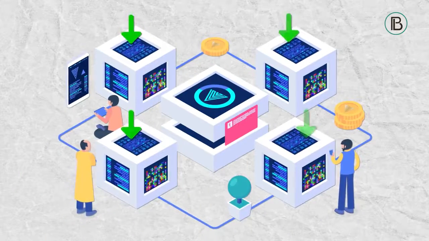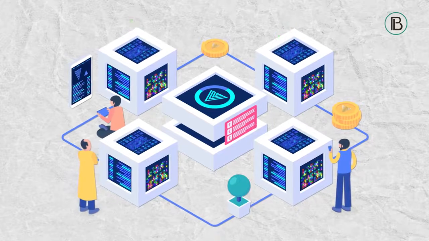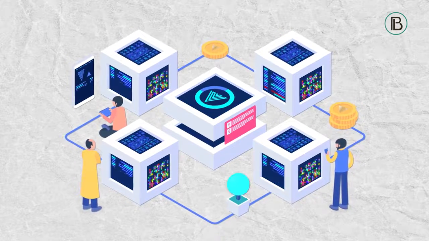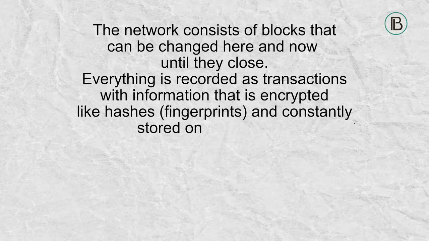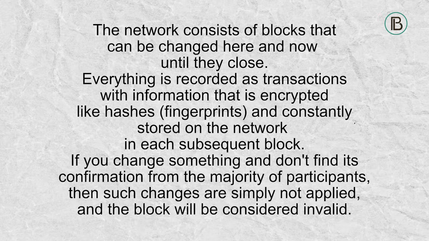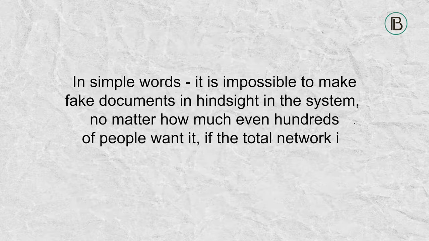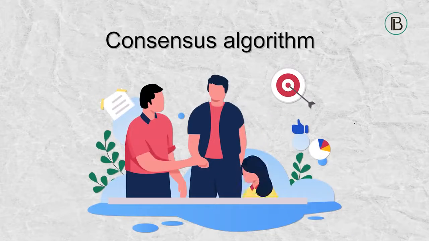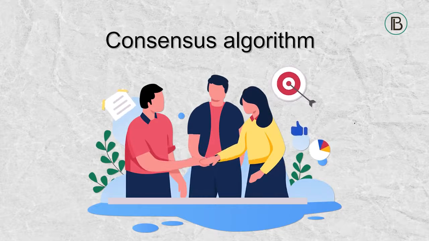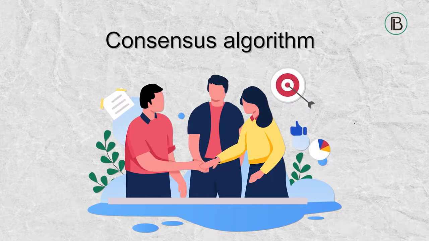Each node stores its own copy of the book. And if the attackers have done something with a book on one node, then the rest will not take its copy into account when calculating the amount of the next block. This problem is solved using consensus algorithms, which ensure data security from forgery.